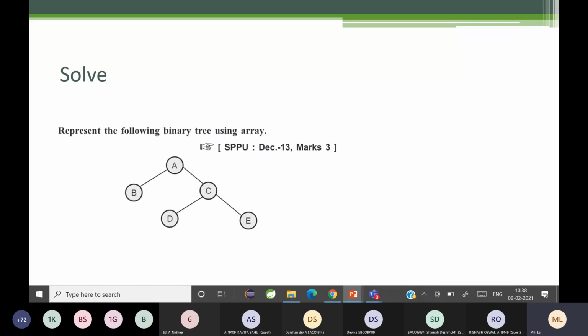Okay. Now, can somebody please solve this question? I'll ask somebody to show it to me. All of y'all, if you can see the screen, please solve this question. Represent the following binary tree using array. So I give you 2 minutes. Please solve it. And then somebody will share it on the screen. Once done, please let me know.